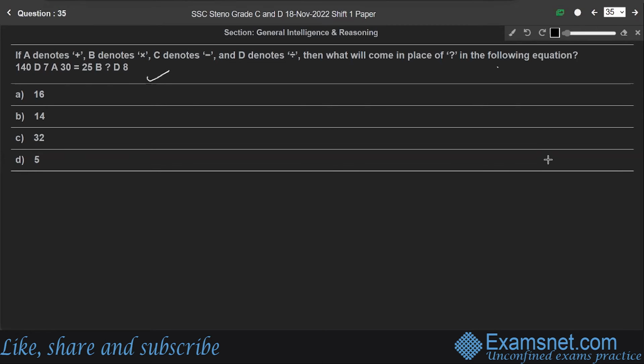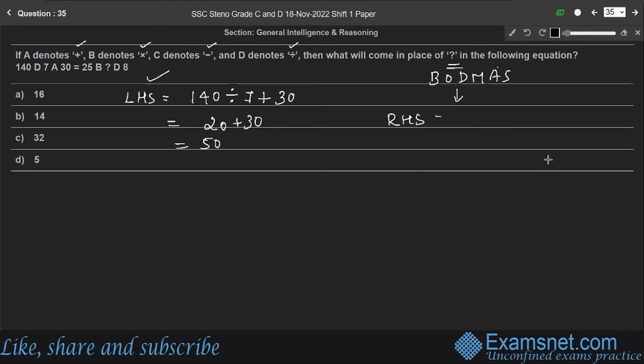Question 35. If A denotes plus, B denotes into, C denotes minus, D denotes divided by, then what will come in place of the question mark in the following equation? We'll consider the left hand side: 140 D 7 A 30. D denotes divided by 7, A denotes plus 30. According to the BODMAS rule, we go for division first. 140 by 7 is 20, plus 30 is 50. Therefore, the right hand side should be equal to 50.